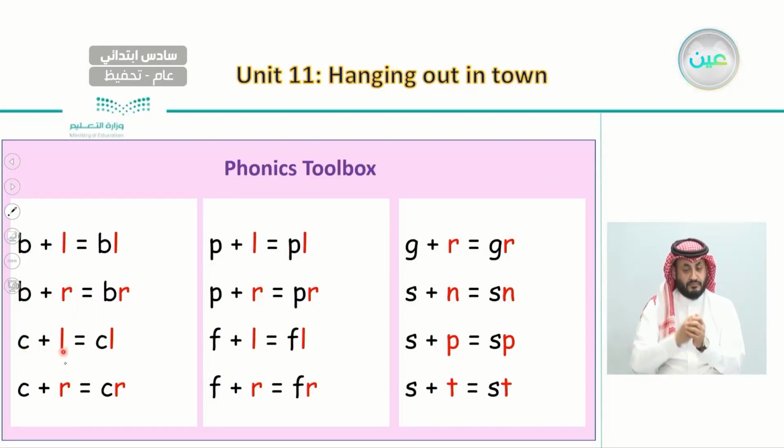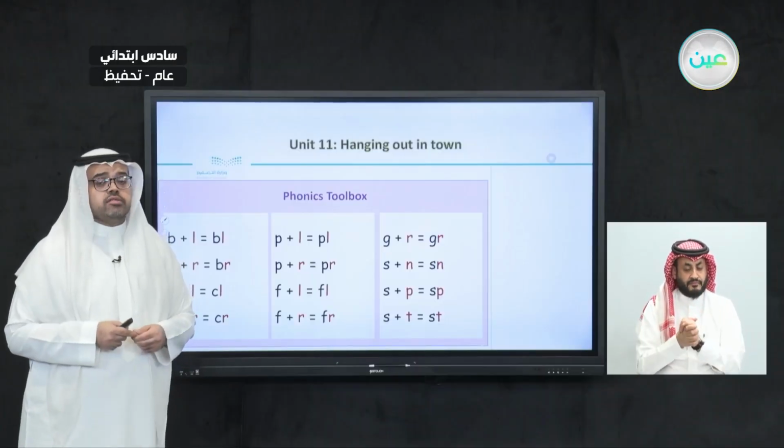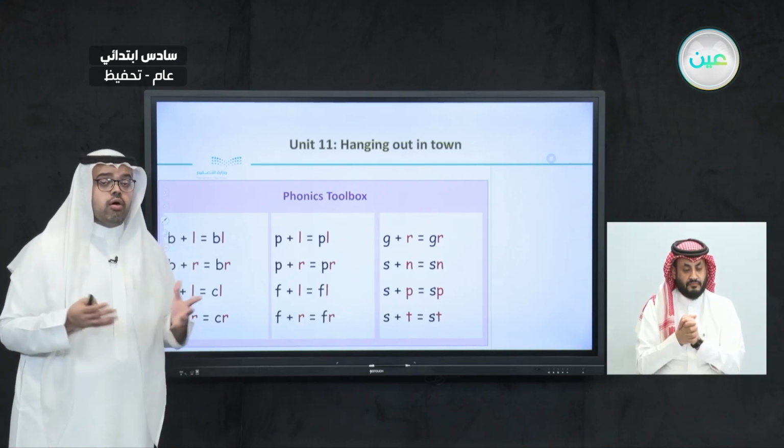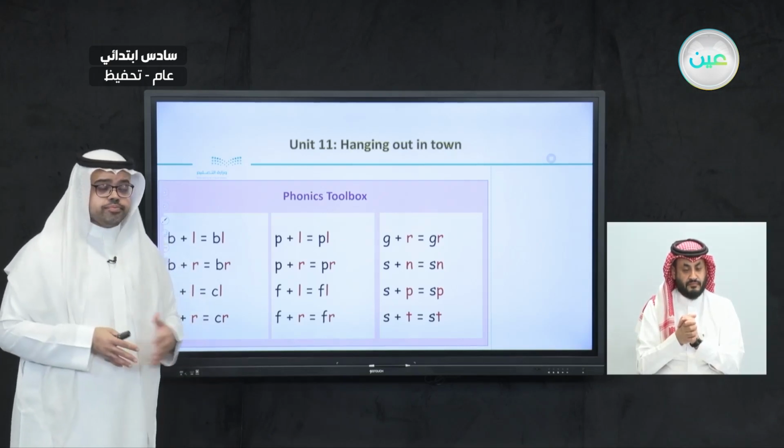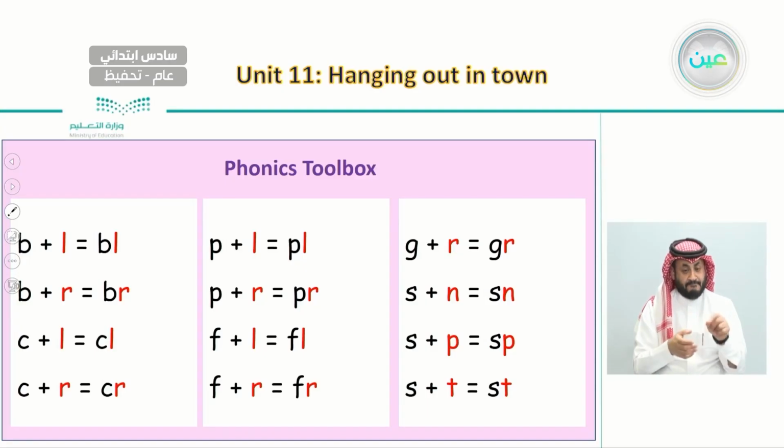If we add to it L, it will become a one sound unit, as in clap. And also here we have C. If we add to it R, then it will form a one sound unit, as in crocodile or cry. The same goes here in the middle.